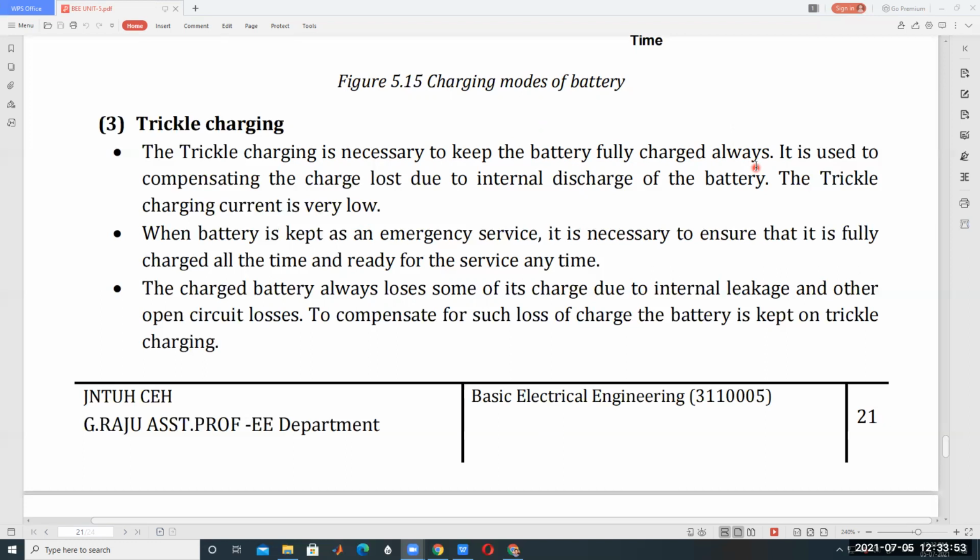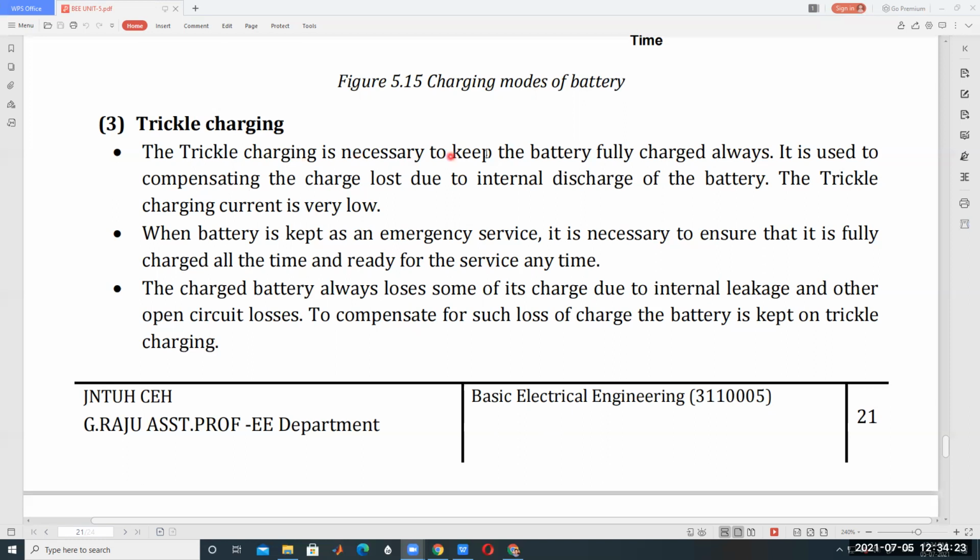You know, practical batteries have internal resistance, connected in series with the battery voltage source, or for a current source, connected in parallel. Because of that internal resistance, there is a loss of energy. That's why we have to maintain the battery at 100%, so this type of charging is used.